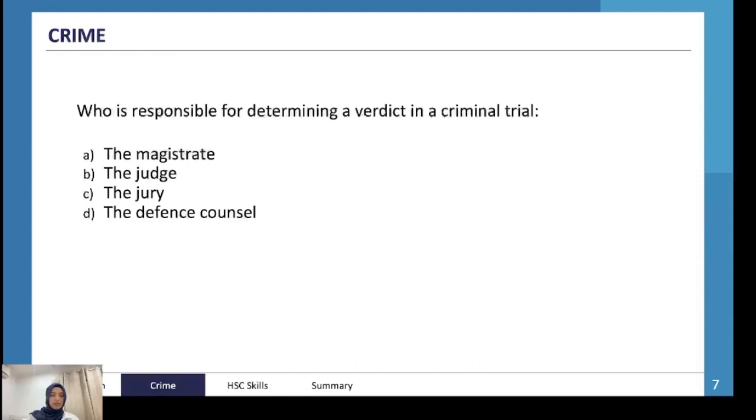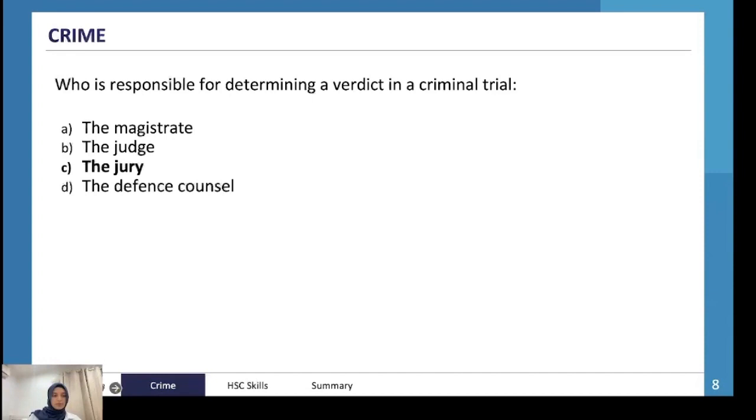So the first one, who is responsible for determining a verdict in a criminal trial? Is it A, the magistrate, B, the judge, C, the jury, or D, the defense counsel? The answer for this one is going to be C, the jury. Remember that there is a difference between a verdict and the sentencing process, which is a little bit different. The sentencing process, for example how many years if it is a guilty verdict, will be taken by the judge. But the verdict of whether an individual is guilty or not is decided by the jury.